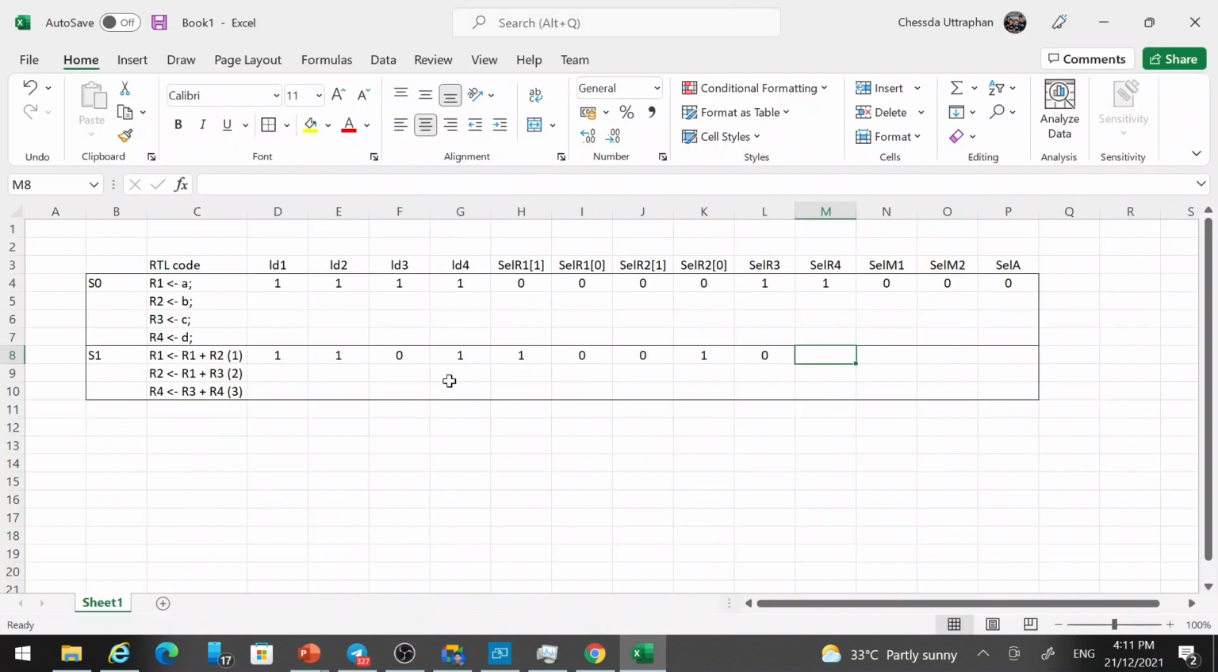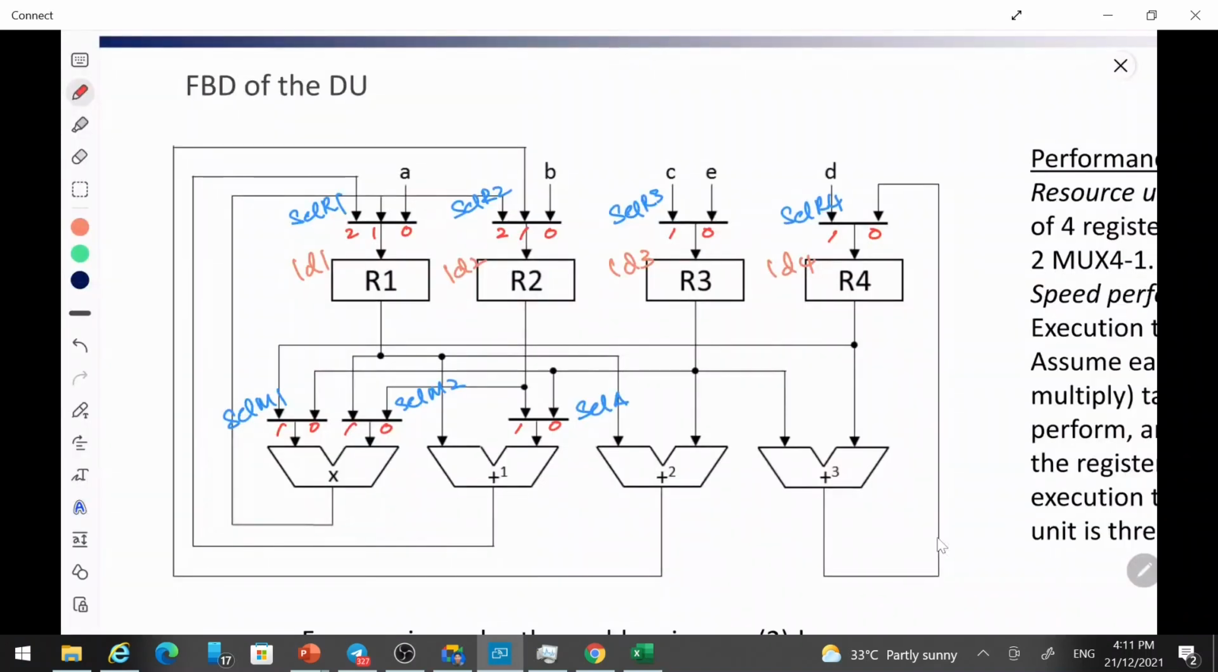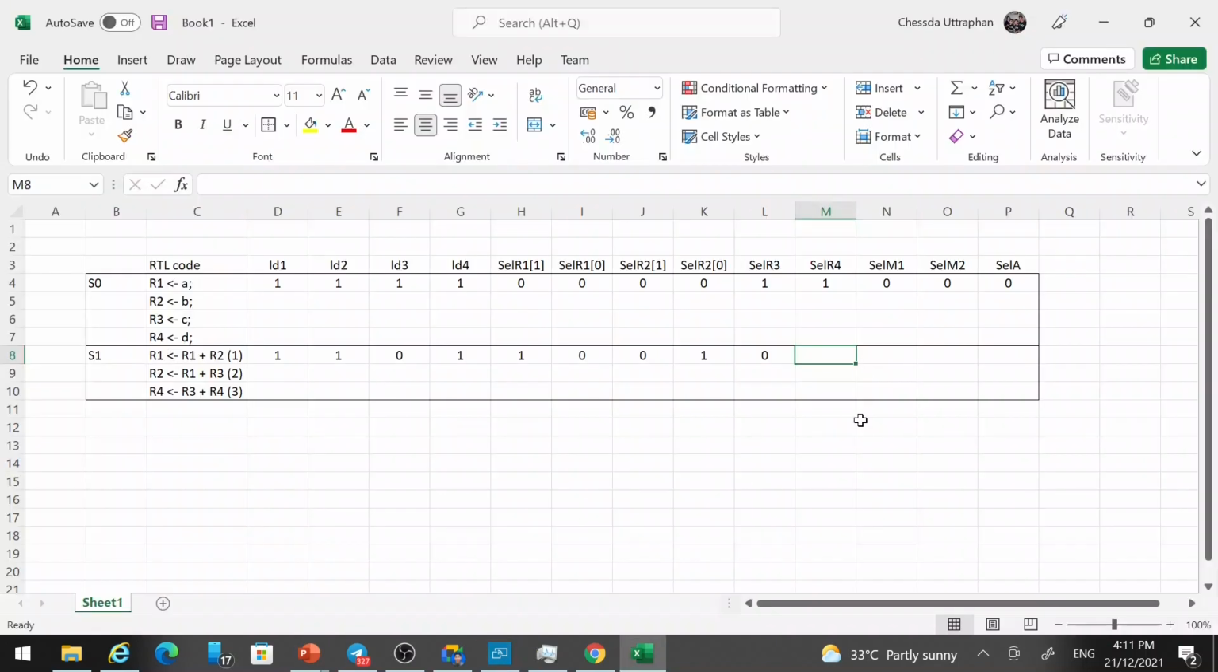SEL R4? Yes, because you have this. It is from this, so it should be 0. Should be 0, right? Should be 0.